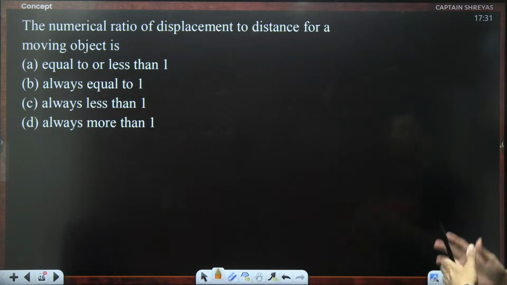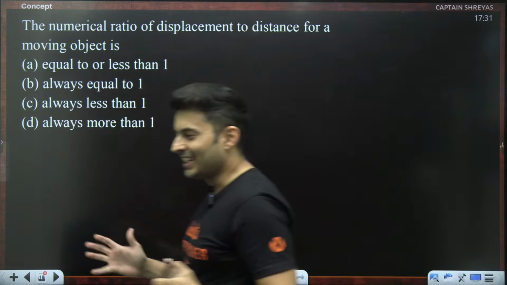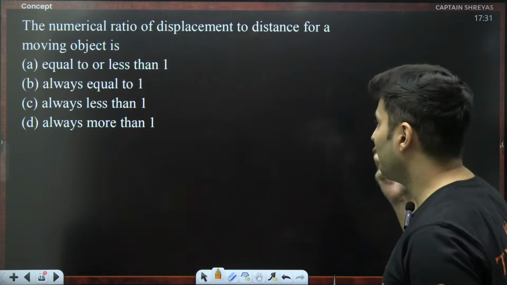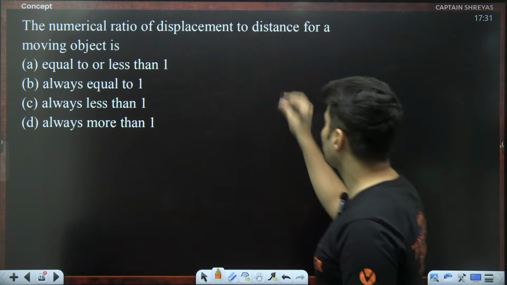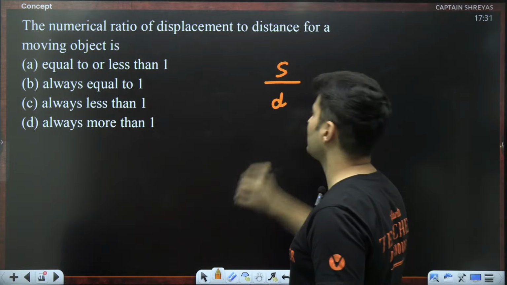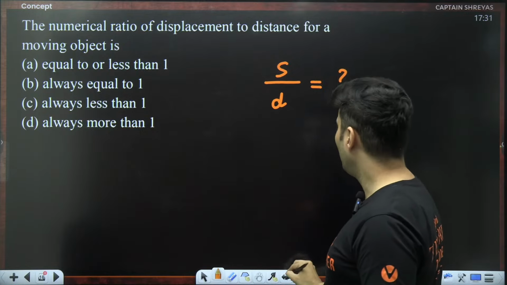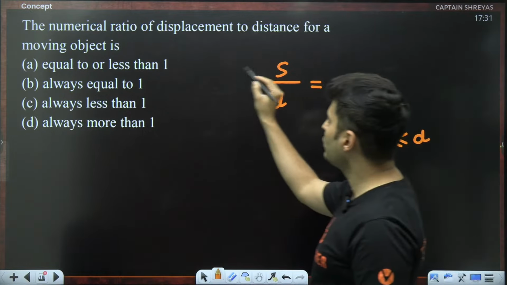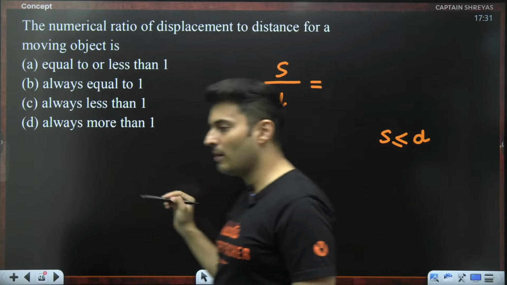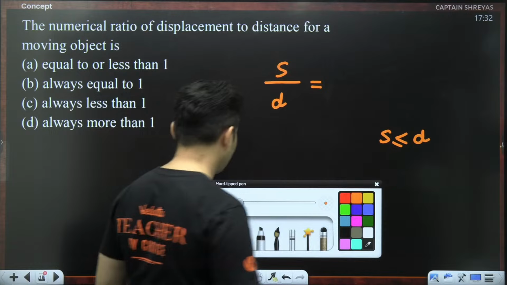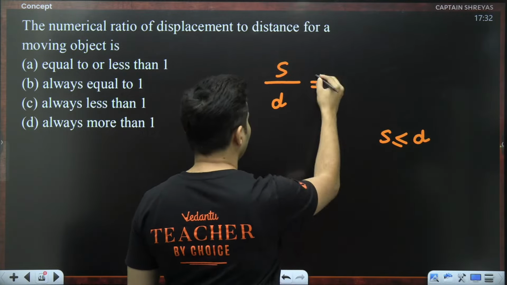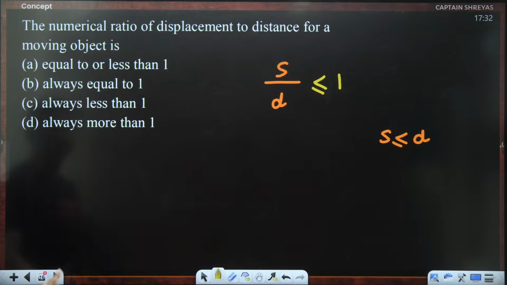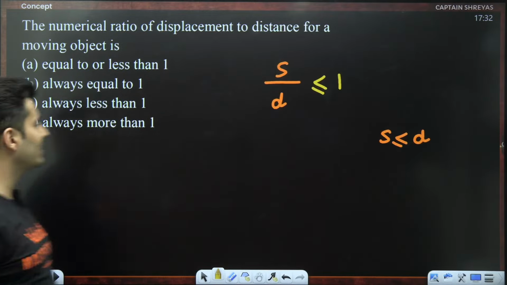The numerical ratio of the displacement to distance for a moving object is interesting. The numerical ratio, meaning the magnitude, the value. If you take the value of the displacement and divide it by distance, what do you think this is going to be? I know displacement is always less than or equal to distance. That means the numerator is less than the denominator. So can I just say, take d below, guys, it is less than or equal to 1. That's all. So it is equal to or less than 1, which is a.